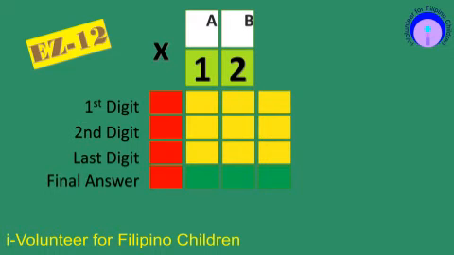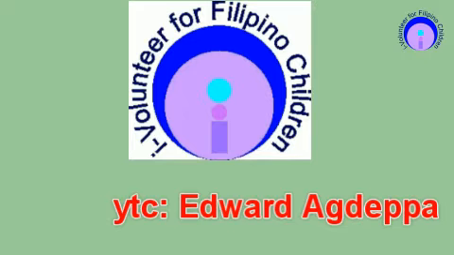I also wanted you to try multiplying 12 by any 3-digit number or 4-digit number or any other number of digits. Pwede nyo rin try multiplying by 13, 14, 15, 16, 19, or any other.